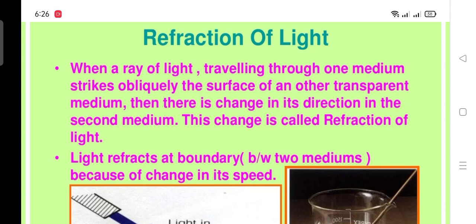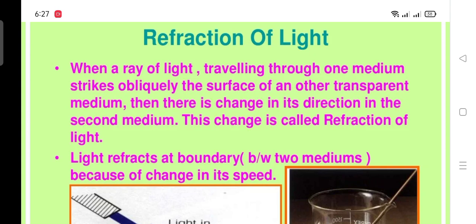Today we are here to continue our topics of physics or physical science. That one is the reflection of light. In previous classes we studied reflection, the law of reflection, spherical mirrors, and image formation in those spherical mirrors. Today we discuss refraction of light as well as its applications, and the lenses which are used in refraction. So first we study what is refraction of light.